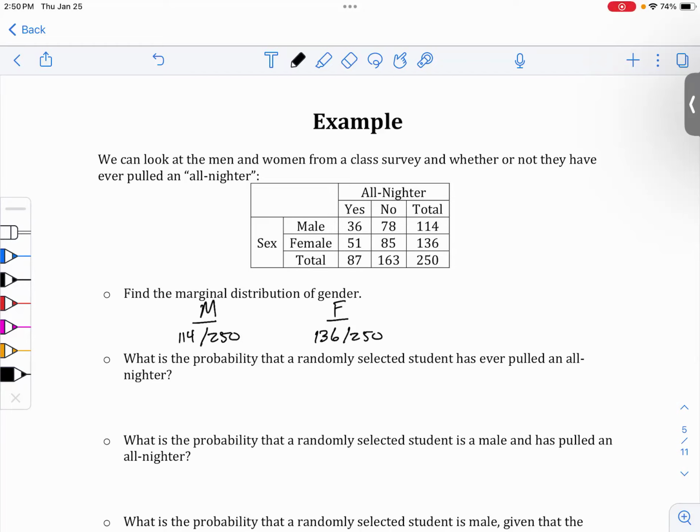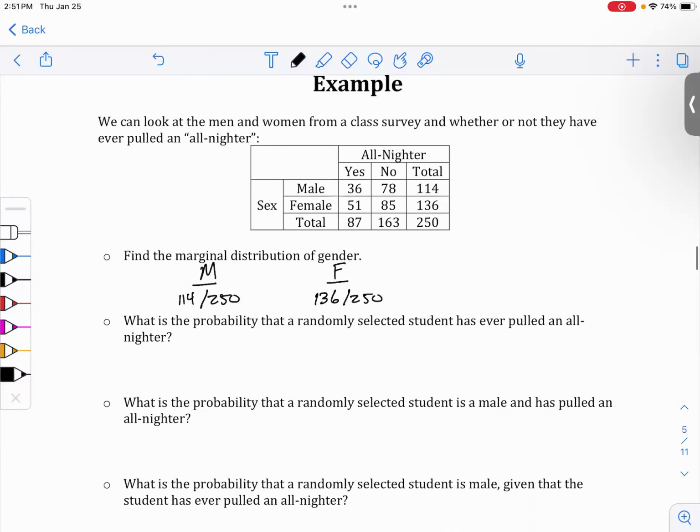So a distribution is how something sums to 100% and how it is spread out, right? So this is about 50%, 50%, or 40% males, or it's probably more like 45, 55 percent. All right. What is the probability that a randomly selected student has ever pulled an all-nighter?